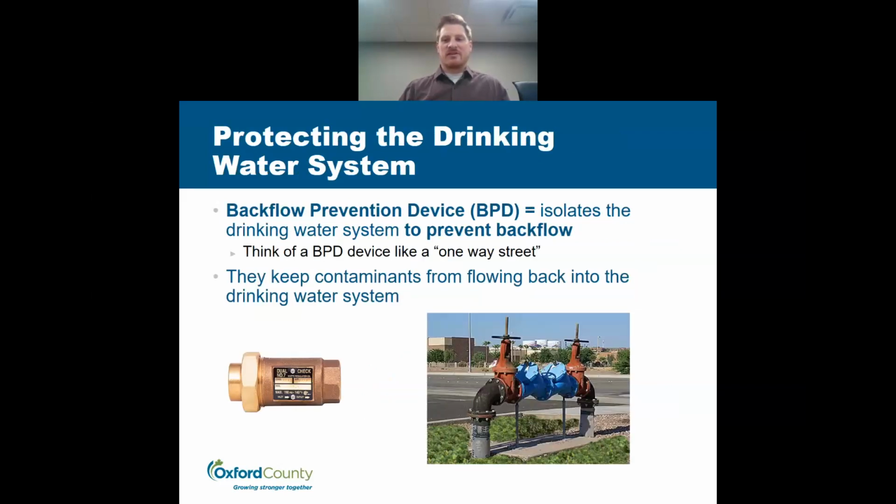How do we protect against cross-connection and backflow events? We use a backflow prevention device. This is a device that isolates the drinking water system to prevent backflow. It can be thought of like a one-way street. It allows water to flow in the direction you want, but stops it from flowing backwards.